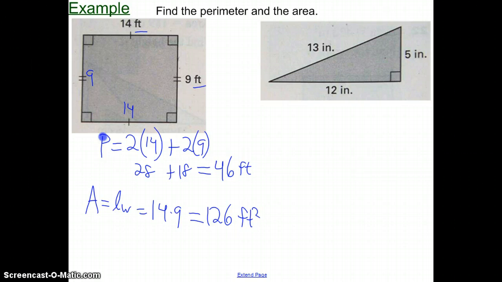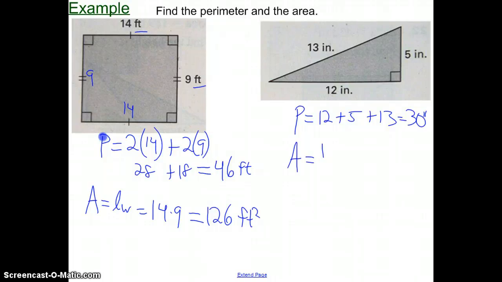For the triangle, the perimeter, again, it's just the distance around. So pick one point, start adding up all the side lengths until you get back to that point. 12 plus 5 plus 13, and what we get is 30. Now, each of these individual lengths was inches. Use that little quote mark for inches. So the perimeter is the same thing as the distance.